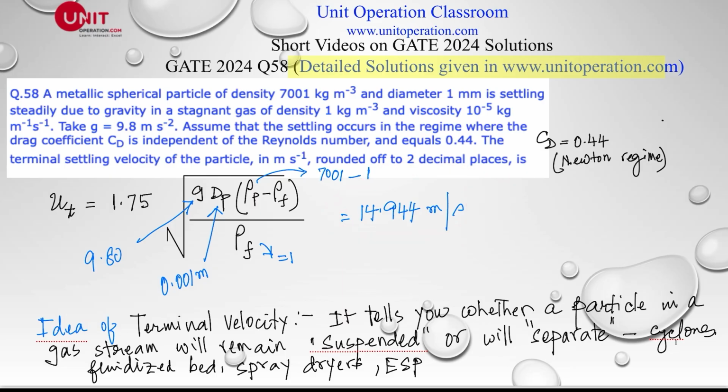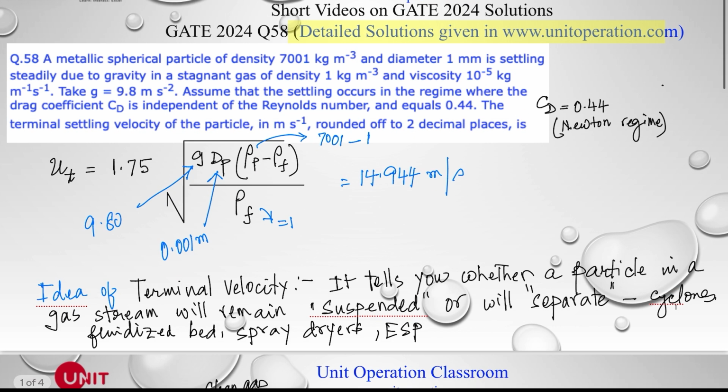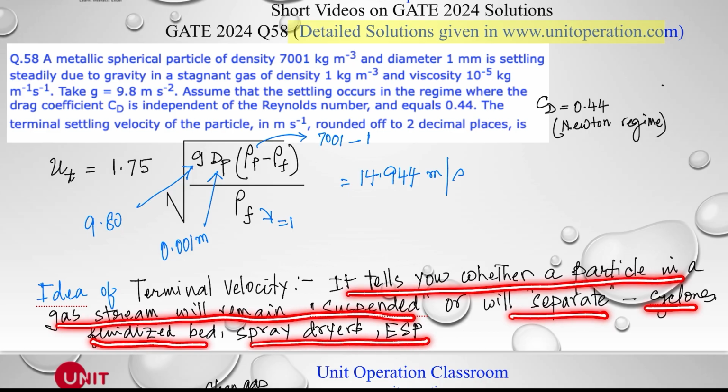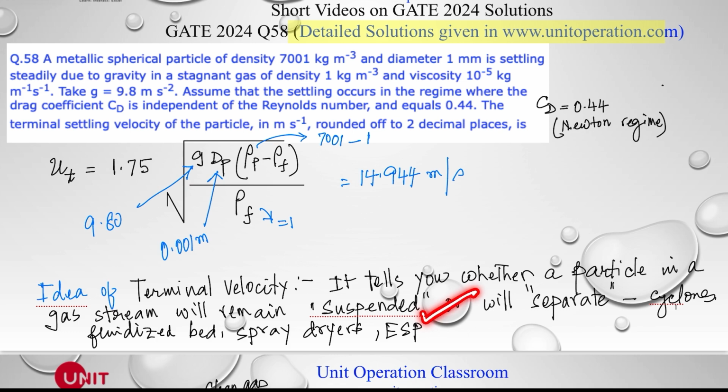Now, I just want to add a few notes on this particular problem. What is the idea of terminal velocity? It tells you whether a particle in a gas stream will remain suspended or will separate, let's say in cyclones, fluidized beds, spray dryers, electrostatic precipitators, etc. So this is for air pollution control.